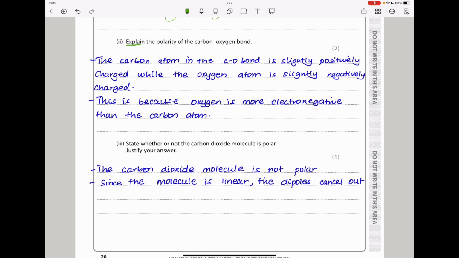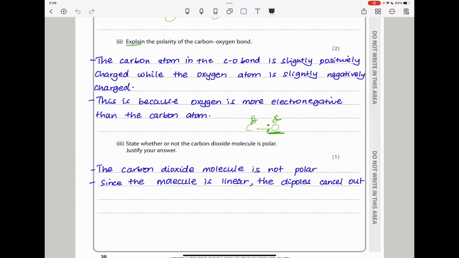So I said the carbon atom in the carbon-oxygen bond is slightly positively charged, while the oxygen atom is slightly negatively charged. I don't know if you guys know this, when we do carbon, oxygen, delta plus, delta minus. The reason for that is oxygen is more electronegative, so these electrons in the bond are more inclined towards oxygen away from the carbon, and that creates a partial positive charge around carbon, and these electrons arriving closer to oxygen creates a partial minus charge. So I say this is because the oxygen is more electronegative than the carbon atom.